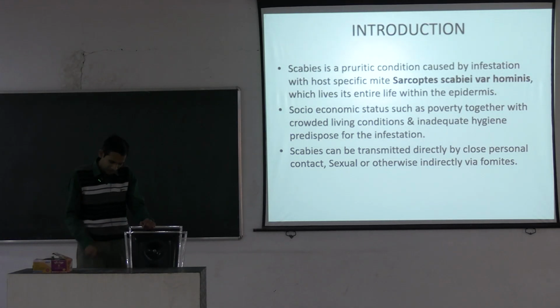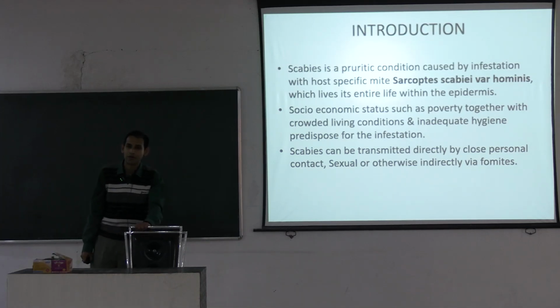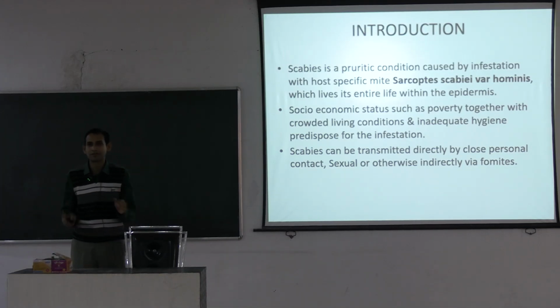So, what are the predisposing factors? That is the socio-economic status, that is poverty with overcrowded conditions and inadequate personal hygiene, particularly in hostels and old age rooms. In this condition, you will see scabies more. So, scabies is more common in overcrowded conditions, number one, and also in persons with poor personal hygiene. It can easily spread from one person to another.